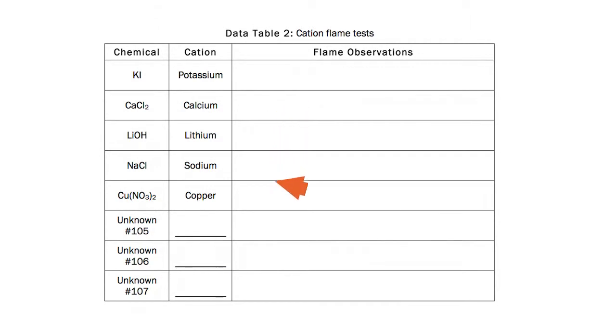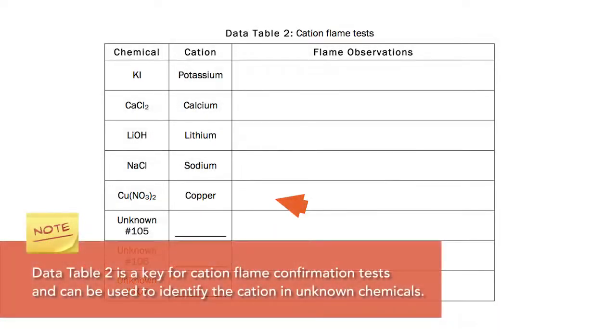Note: at this point in the exercise, Data Table 2 is a key for the cation flame confirmation test and can be used to identify the cation in unknown chemicals.